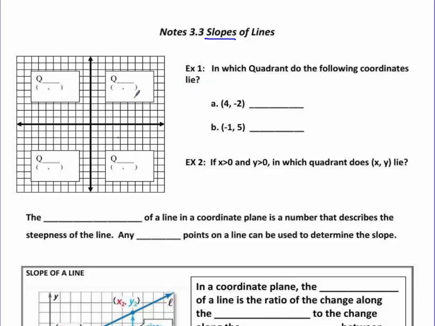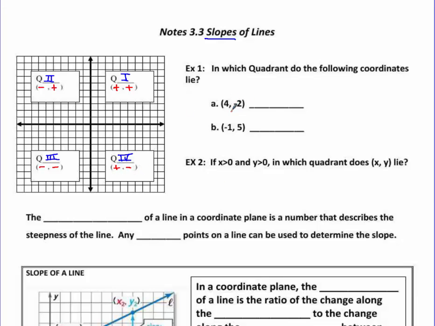If you remember from algebra, when we have a coordinate plane like this, this would be quadrant 1, quadrant 2, quadrant 3, and quadrant 4. And what's important to remember is that in quadrant 1, the x and the y are positive. In quadrant 2, the x is negative and the y is positive. Quadrant 3, they're both negative. And in quadrant 4, the x is positive and the y is negative.